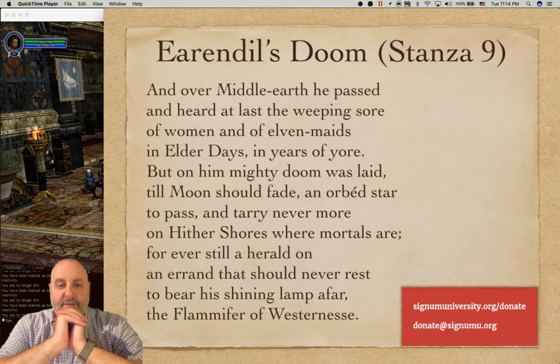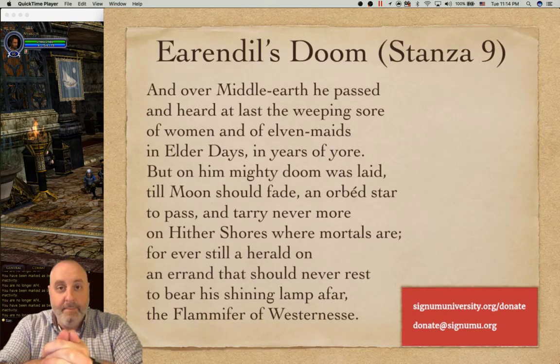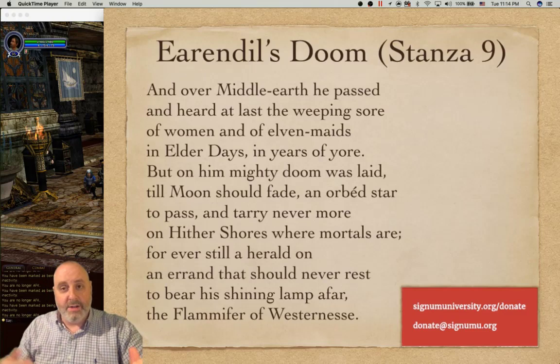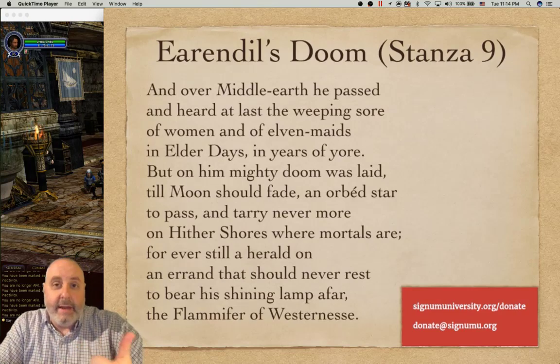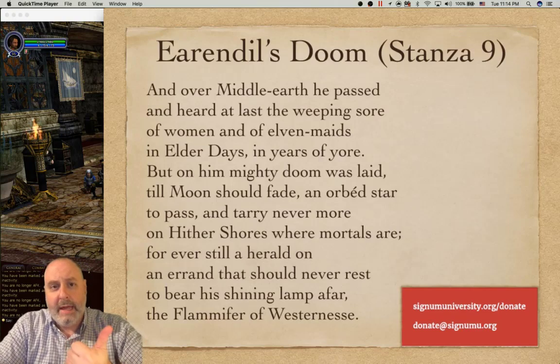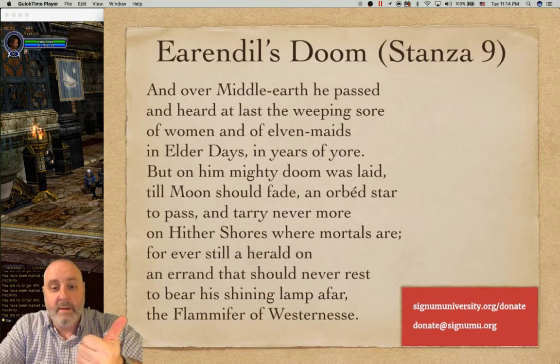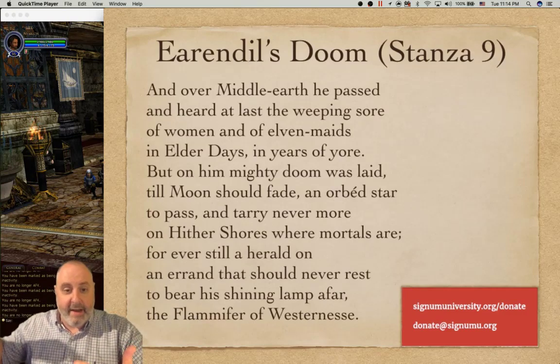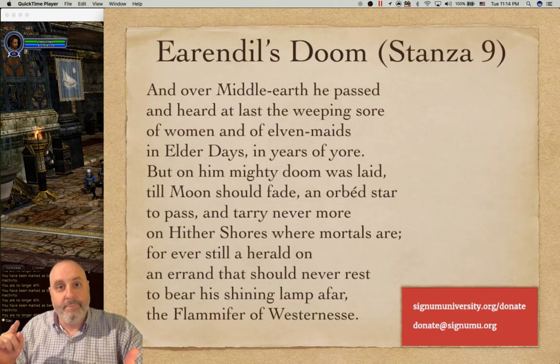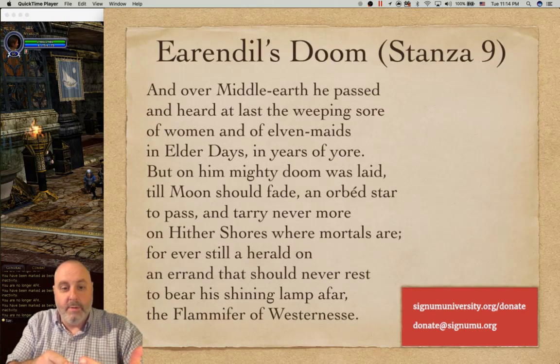The emphasis in this final sentence is on the mighty doom that is laid on him, right? And all of the things which follow are essentially explaining what the doom is. On him mighty doom was laid, till moon should fade. So, for how long is this doom laid upon him? Until the moon shall fade. What is the doom? To pass as an orbed star. That's what the doom is. And also, to tarry nevermore on hither shores where mortals are. That's also part of the doom, right?